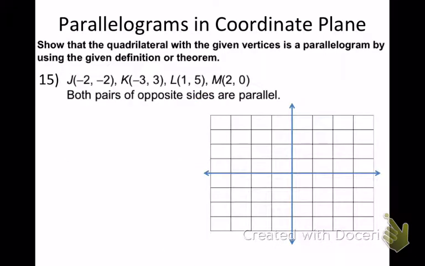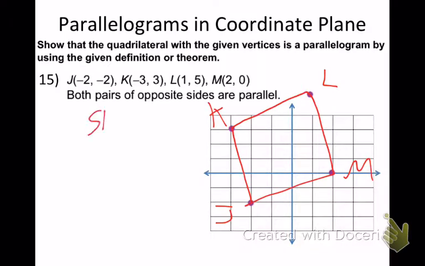All right, let's try this one here. Number 13, JKLM. J is at (-2, -2). K is at (-3, 3). L is at (1, 5). And M is at (2, 0). So I have J, K, L, M, and I'm going to determine this by finding the slopes. Take a couple seconds and find the slopes of all four of those lines on your own.